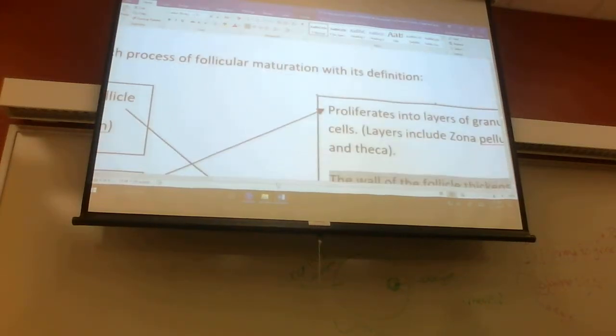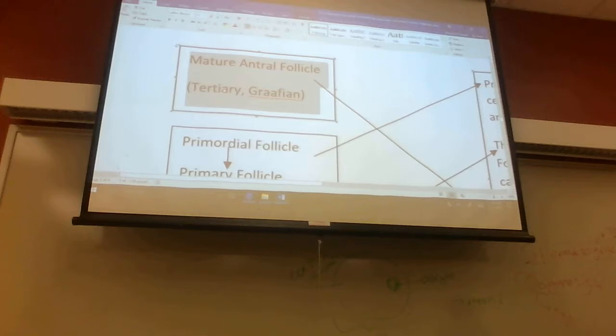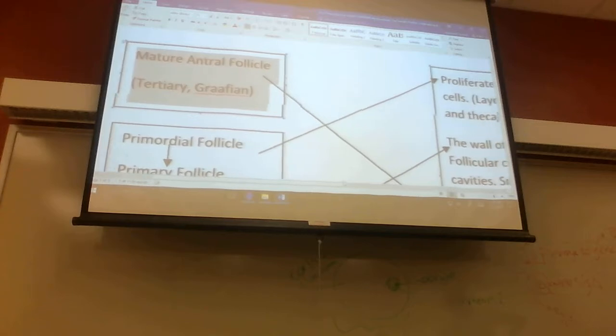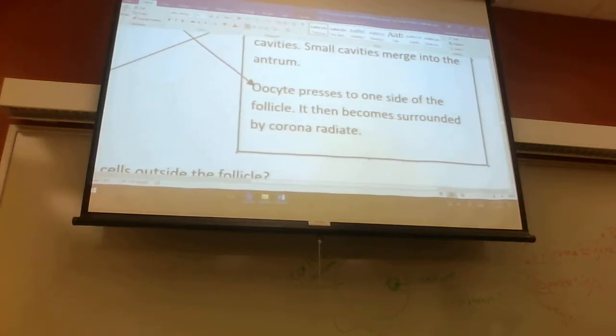Next we have, and this looks all weird, the mature antral follicle, also known as the tertiary or Graafian. It's called tertiary because it's the third, like it's developed, but it's called Graafian because I think that's the person who discovered it. So if you see weird words, it's probably people's names. And they're actually trying to move away from people's names because it doesn't make any sense.